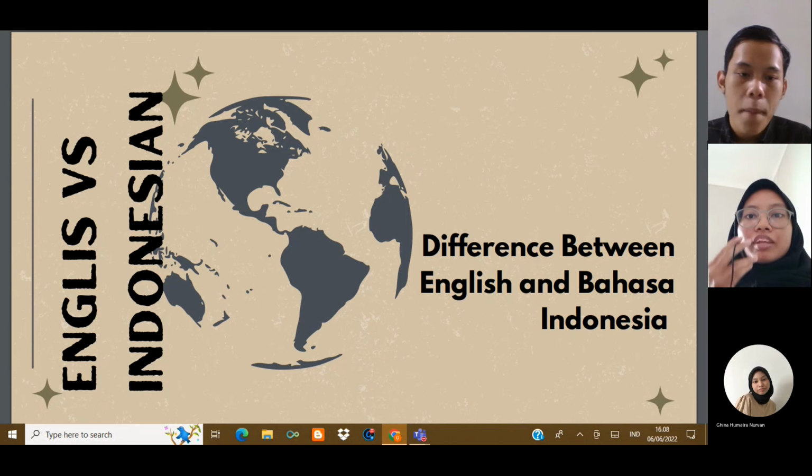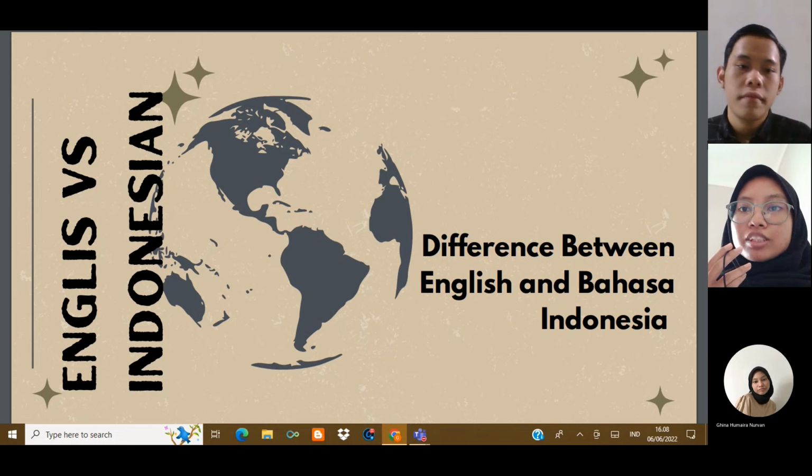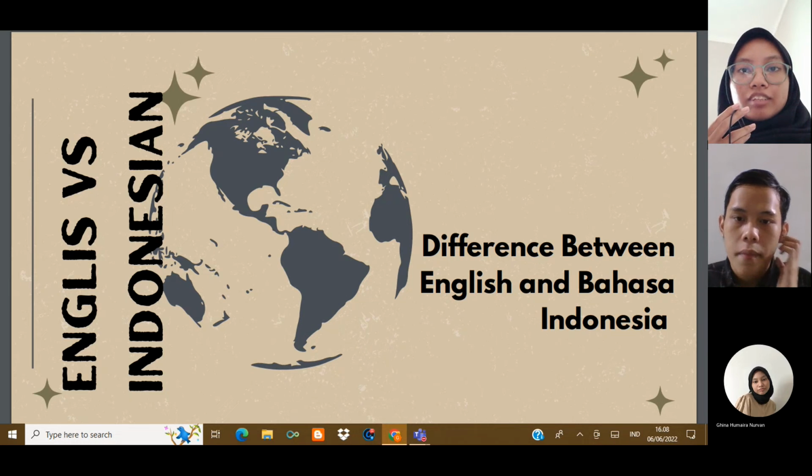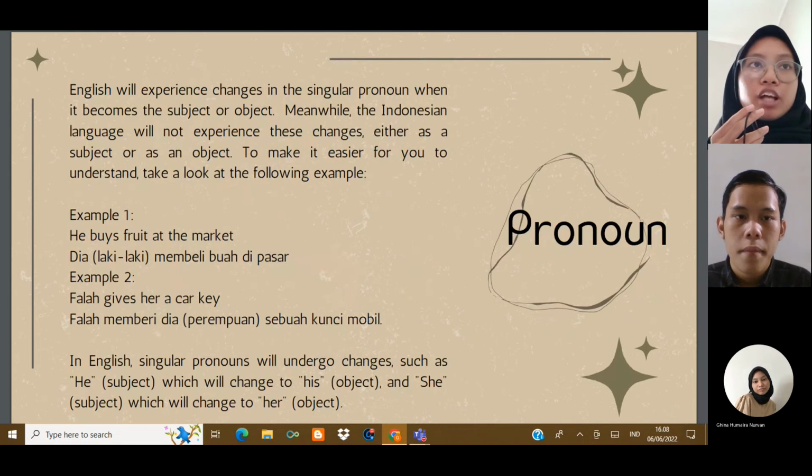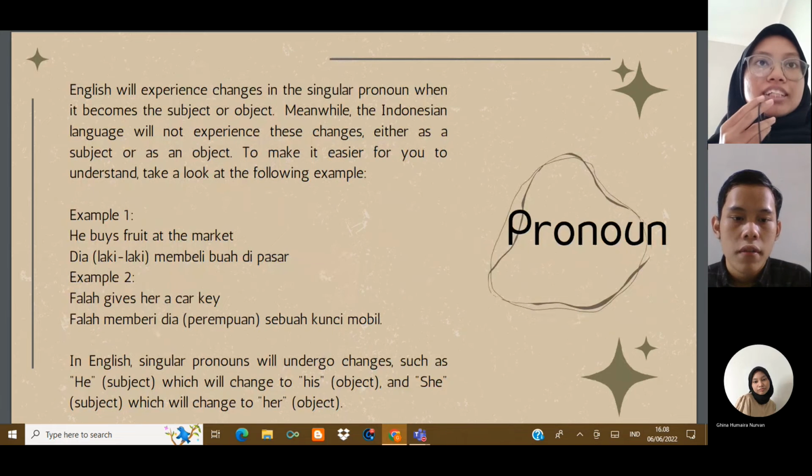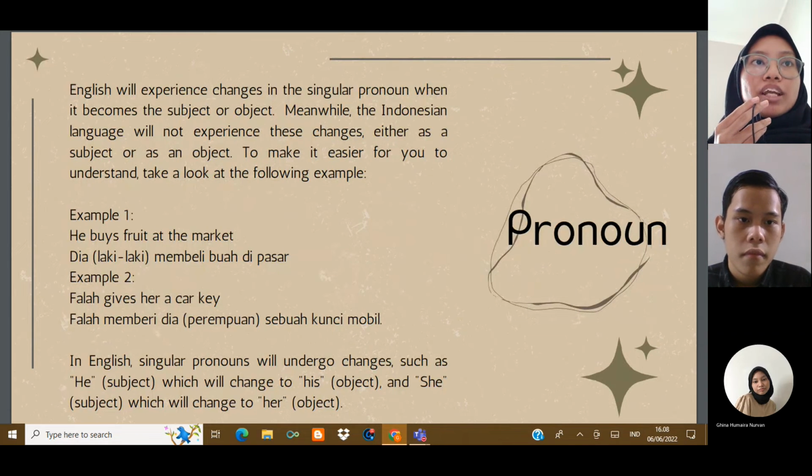Okay. So next one is difference between English and Bahasa Indonesia. The first one is pronoun. English will experience changes in the singular pronoun when it becomes the subject or object. Meanwhile, the Indonesian language will not experience these changes either as a subject or as an object. To make it easier for you to understand, take a look at the following example.